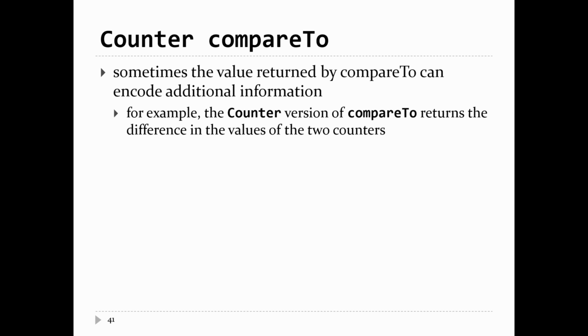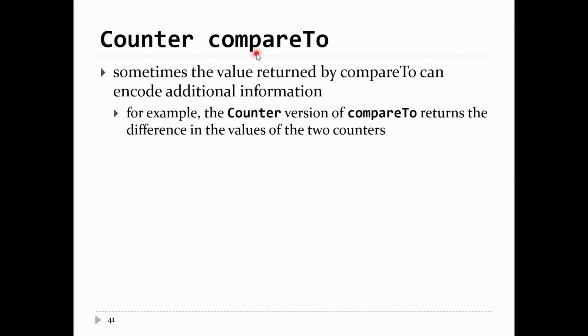Okay, so what about that int value that's returned? In our previous example, we're just returning -1, 1, and 0. Every once in a while, very occasionally, you can cook up a compareTo method where the returned value is useful for other than just comparing.